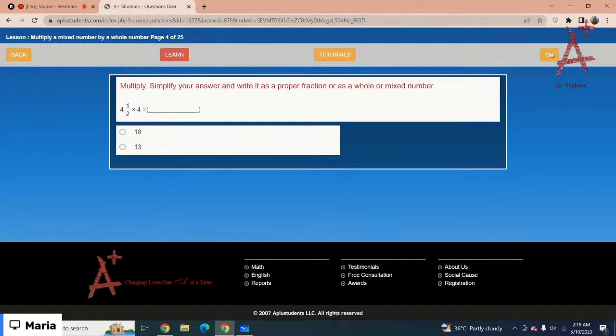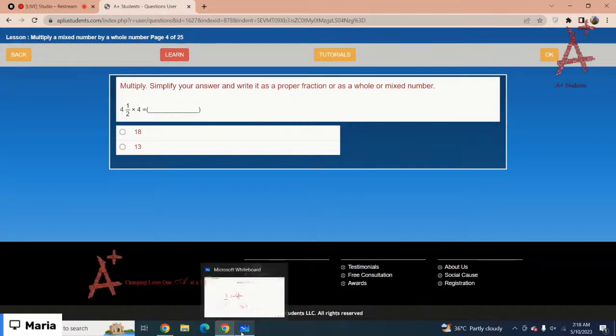Okay, the next one is 4 whole 1 over 2 times 4. So just convert 4 whole 1 over 2.